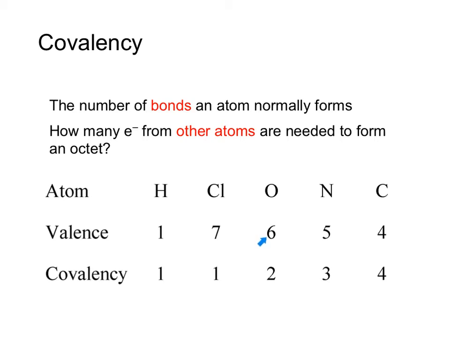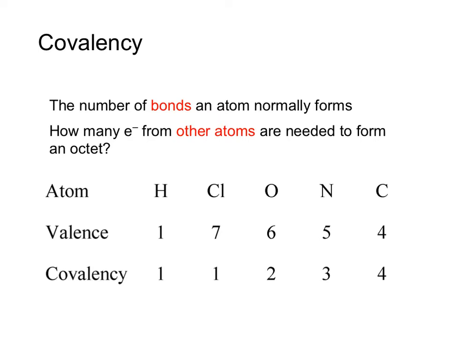Oxygen has 6 valence electrons. So in order to fill its octet, it would want 2 electrons from other atoms, and so typically form 2 bonds, and so on. Nitrogen would typically form 3, and carbon would typically form 4. Now remember, the number of valence electrons is the same as you move down a group in the periodic table, and so this pattern would hold true for all of the other elements in these atoms' groups.